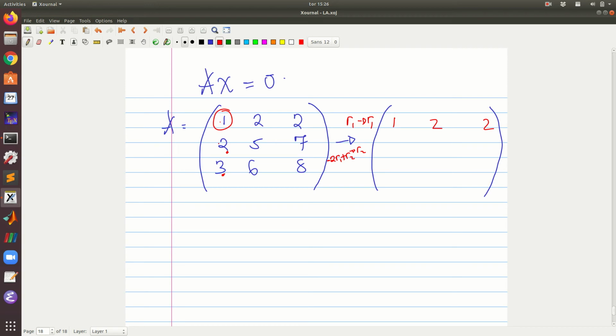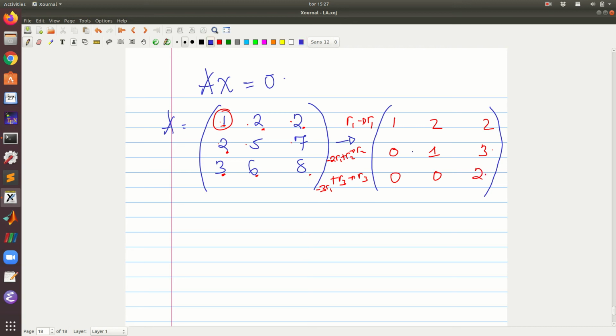So multiply by -2 and add, we get 0. Multiply by -2 and add 5, we get +1. Multiply by -2 and add 7, what do we get? We get +3. Then in row 3 we are going to replace it with -3 row 1 plus row 3. So multiply by -3 and add 3, we get 0. Multiply by -3 and add 6, we get 0. Multiply by -3 and add 8, we get +2.